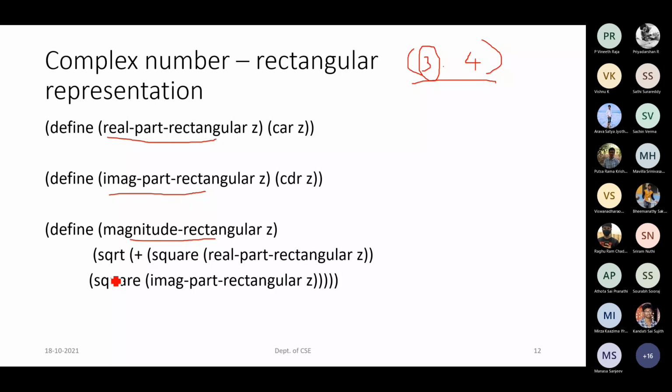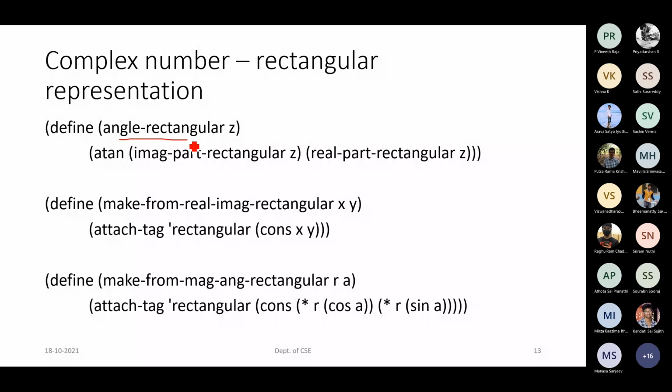Similarly, for angle-rectangle, if the complex number is in the rectangular form representation, we have to apply the formula tan inverse of y by x. What function can we use? atan is the procedure we can use. atan of y by x. So it will be the imaginary-part-rectangle value followed by the real-part-rectangle value. atan will return another value, which is nothing but the angle of it.